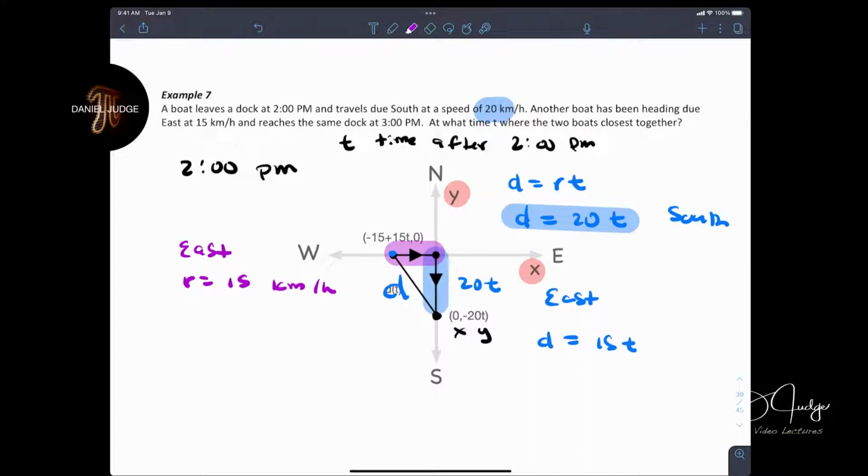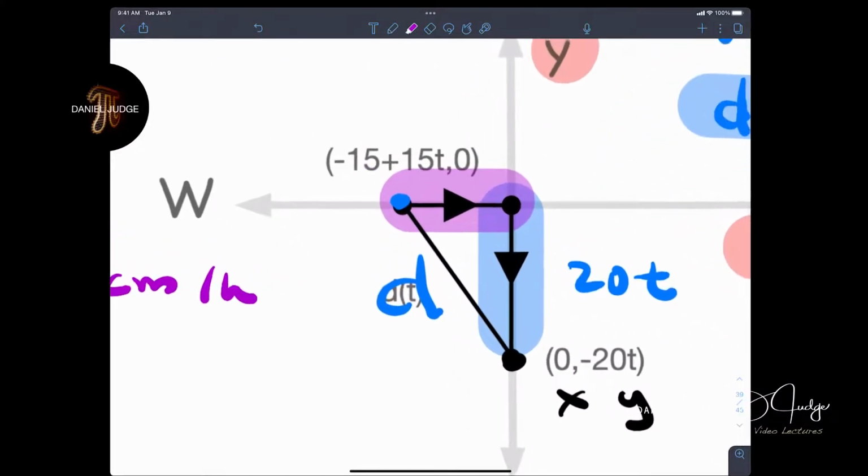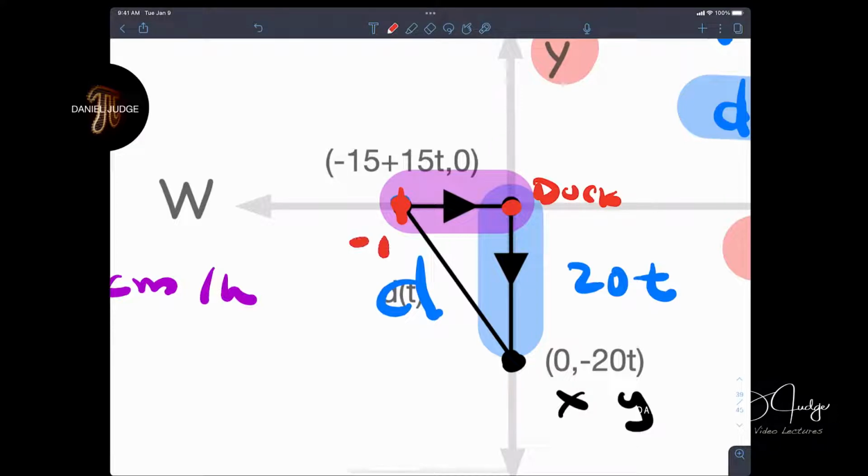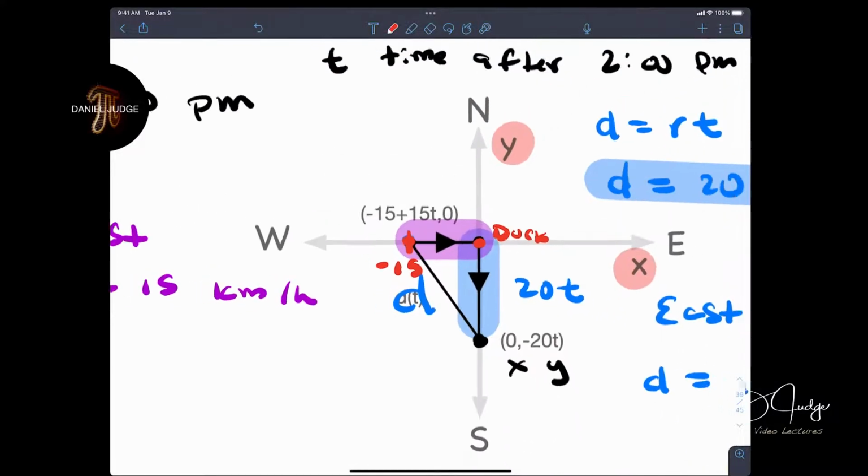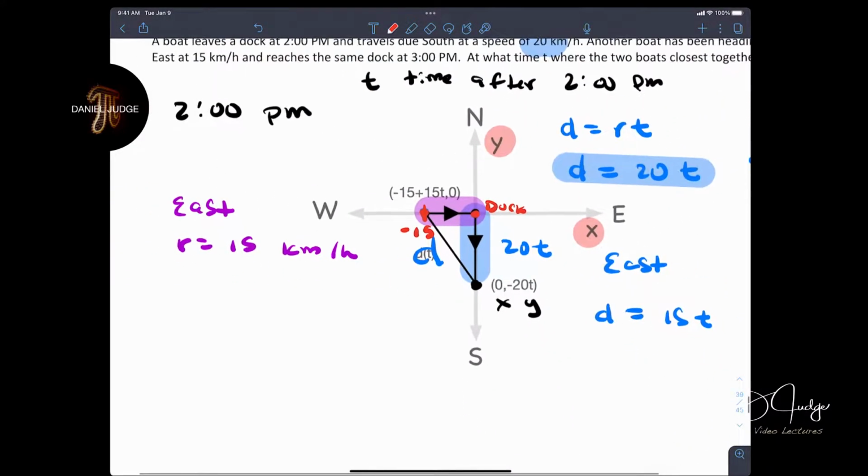So here's why we represent that distance here. If it is at this location an hour ago, and then it sails for 1 whole hour, from 2 to 3 p.m., it's now at the dock. This is where the dock is. So it had to have started at this location. And you say, what's that location? That location is minus 15, at least on the Cartesian coordinate system.